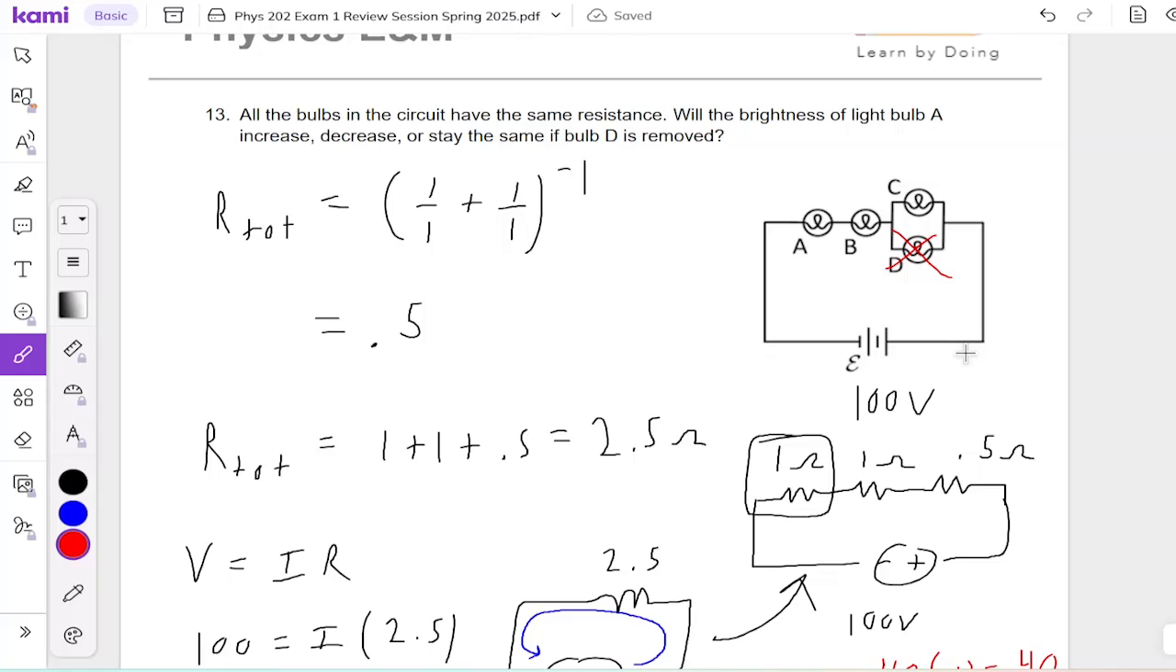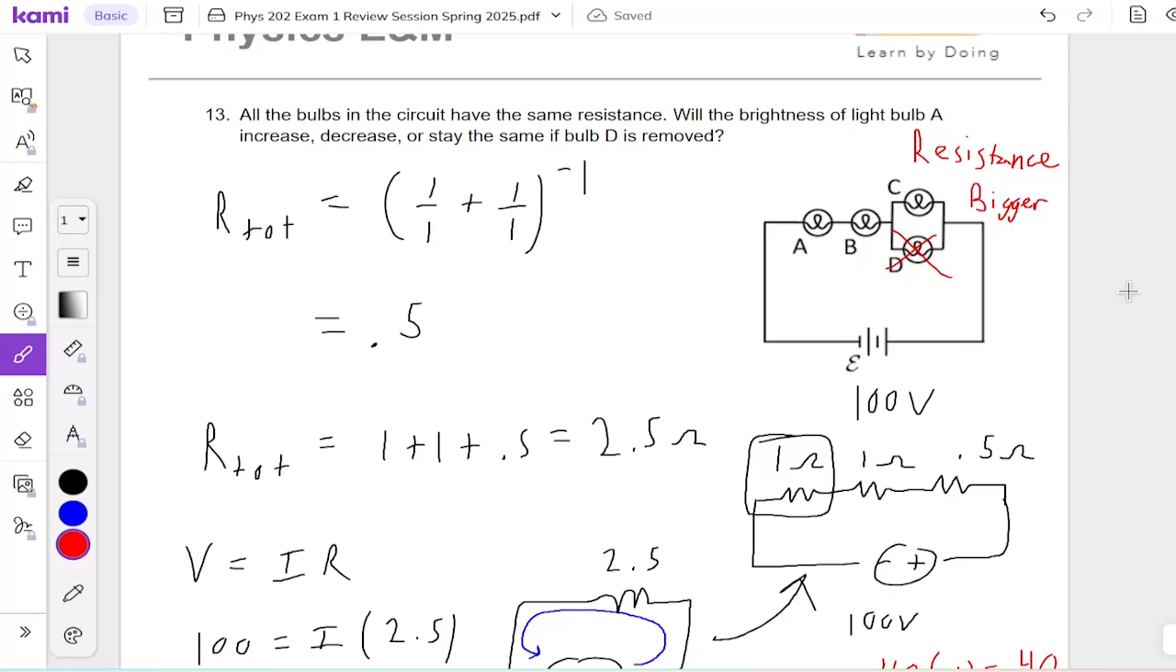But you can look at this. You can say, remove bulb D. Because I'm removing bulb D and it was in parallel, that's going to make the resistance bigger or smaller. And it's going to be bigger, because parallel is always a smaller resistance. So if you take it out, you get a bigger resistance. A bigger resistance means there's less current. Less current means it's going to be less bright. That's the way that Professor Young wants you to think about it.